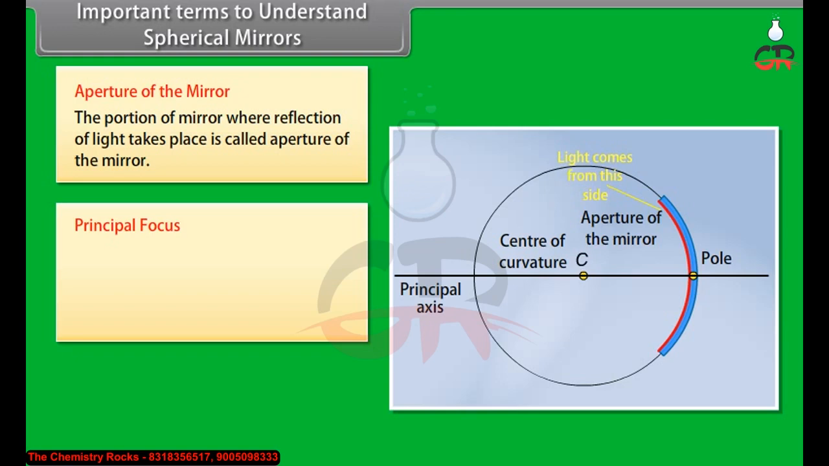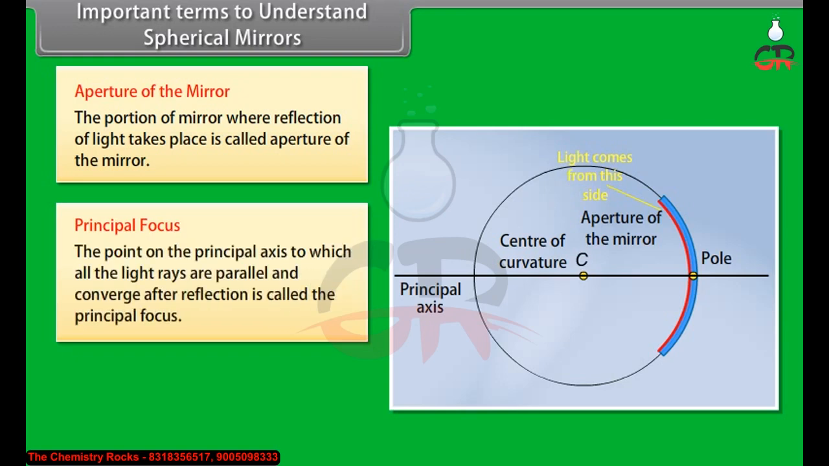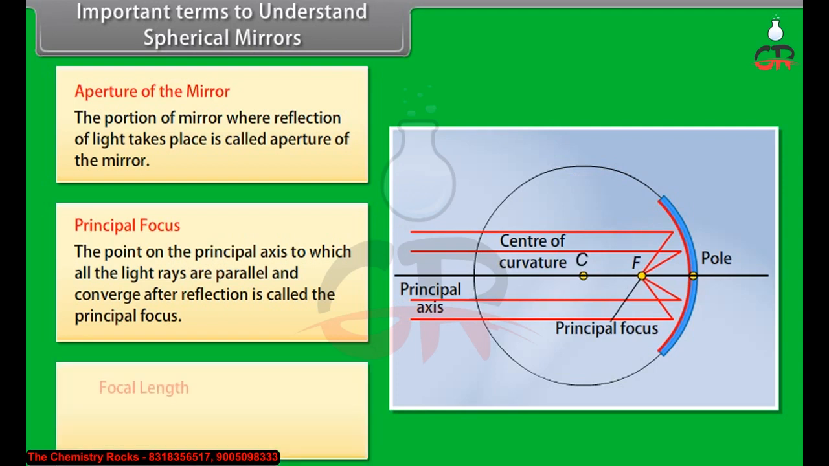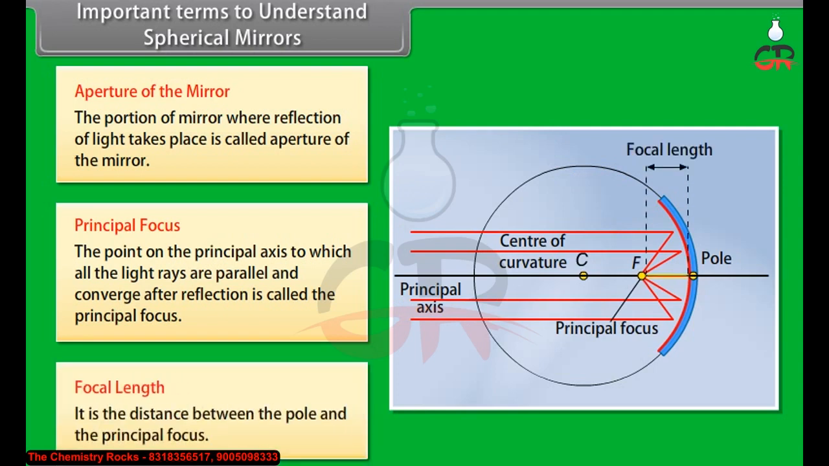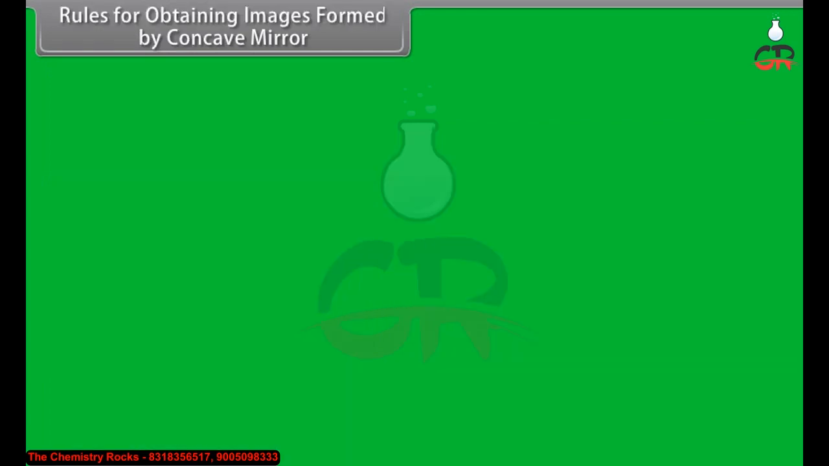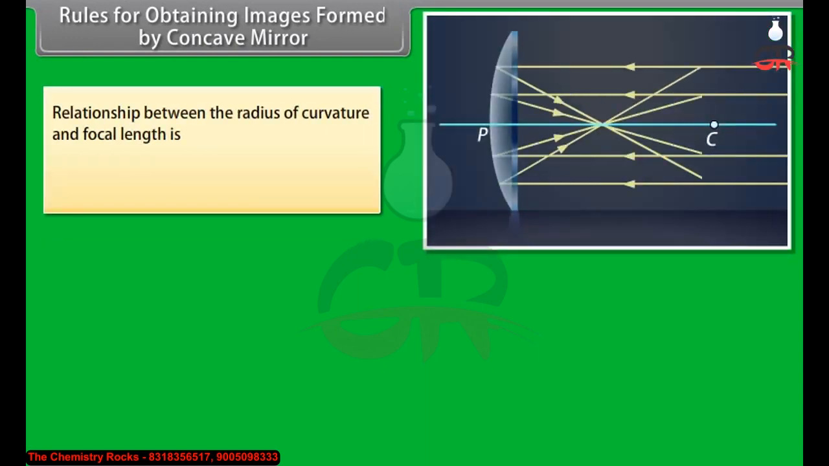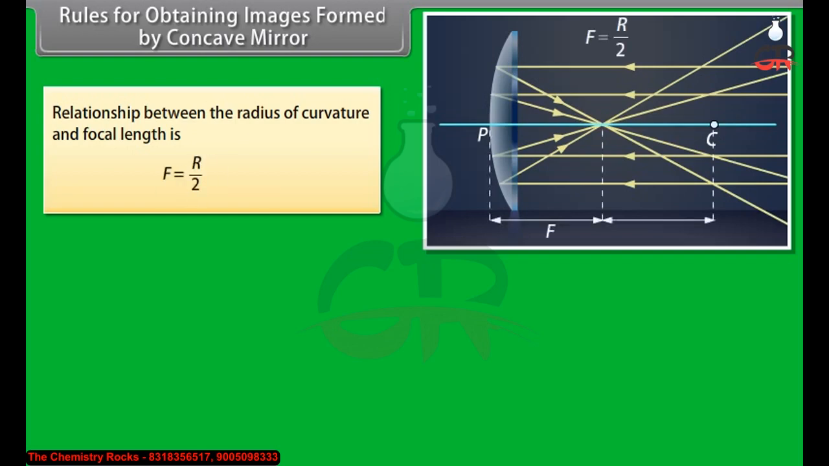Principal focus. The point on the principal axis to which all the light rays parallel to the axis converge after reflection is called the principal focus. Focal length. It is the distance between the pole and the principal focus. Rules for obtaining images formed by concave mirrors. Relationship between the radius of curvature and focal length is f equals R upon 2.